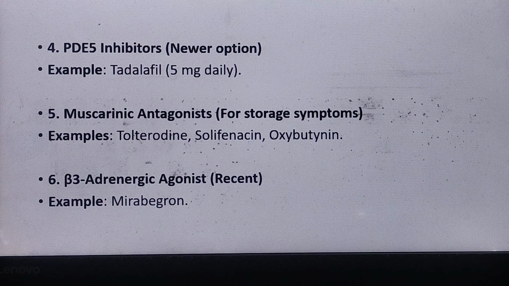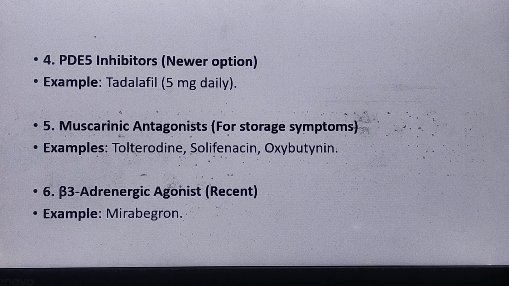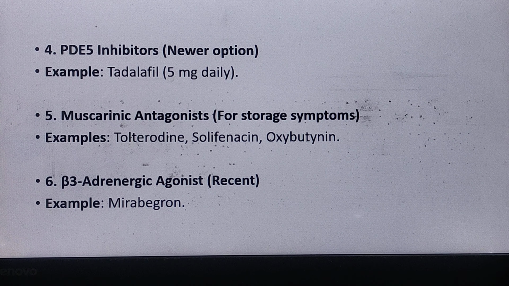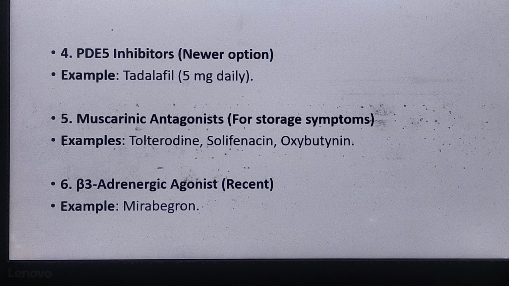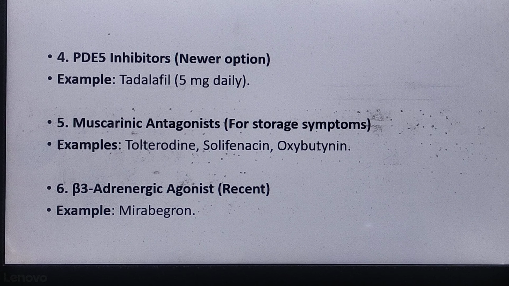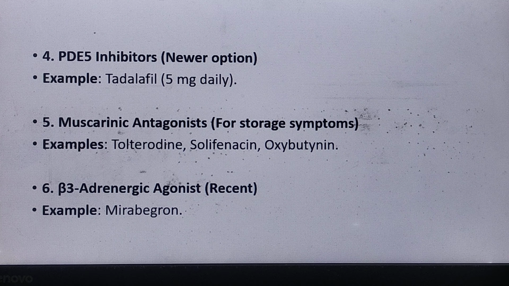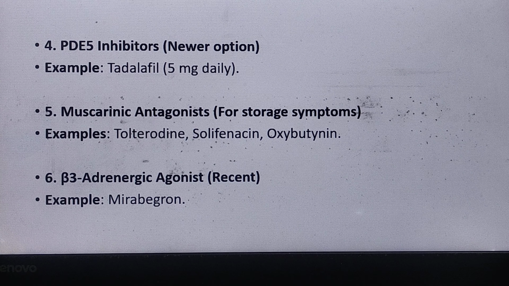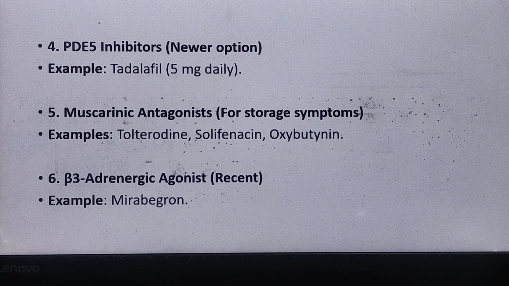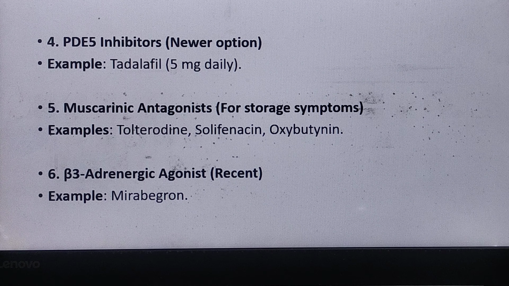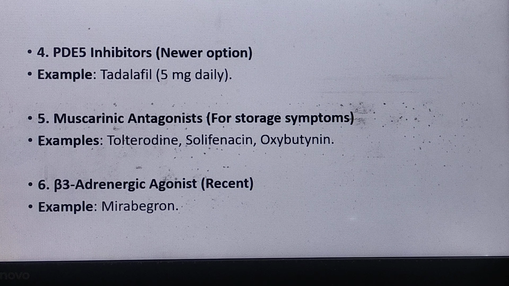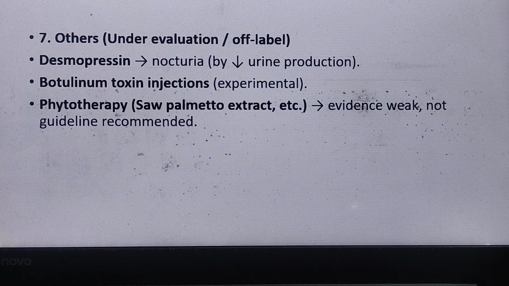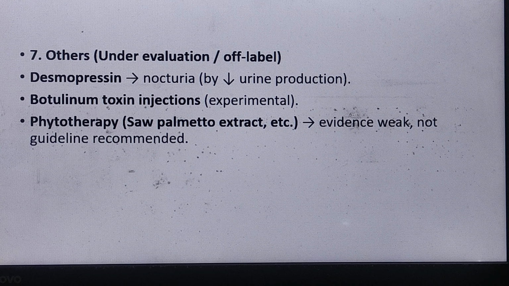The other groups that can be used in the treatment of BPH are the muscarinic antagonists like tolterodine, solifenacin and oxybutynin. So these are the anticholinergic drugs. They act by blocking the M3 receptors present on the bladder. And the next is the beta-3 adrenergic agonist. It is the recent one, and the example is mirabegron. So mirabegron is the recent development in the treatment of benign prostatic hyperplasia.